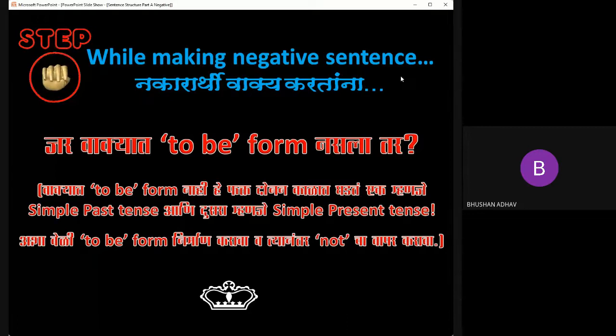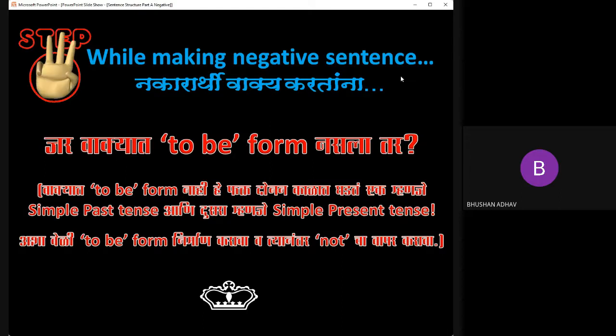The same way in simple present. I wake up early in the morning. Sagar speaks Sanskrit language. Manisha studies in 11th standard. So these are what? Sentences without a to be form.